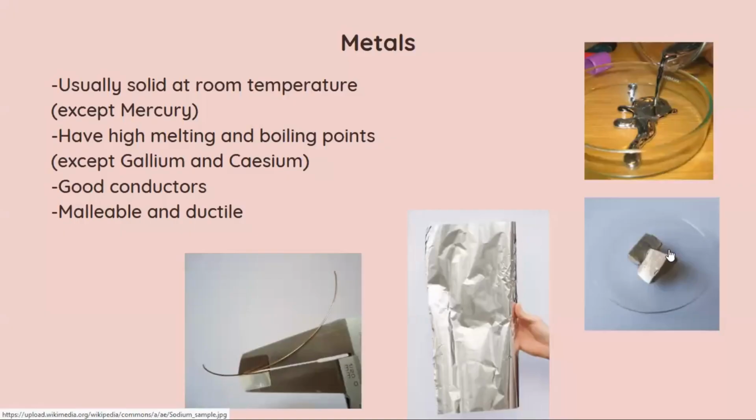So let's start. Metals. Metals are usually solid at room temperature except for mercury. Mercury is the only liquid at room temperature. If you remember, a thermometer has mercury inside it. They have high melting and boiling points, except gallium and cesium. Gallium especially melts just when you put it on the palm of your hand. They are good conductors.